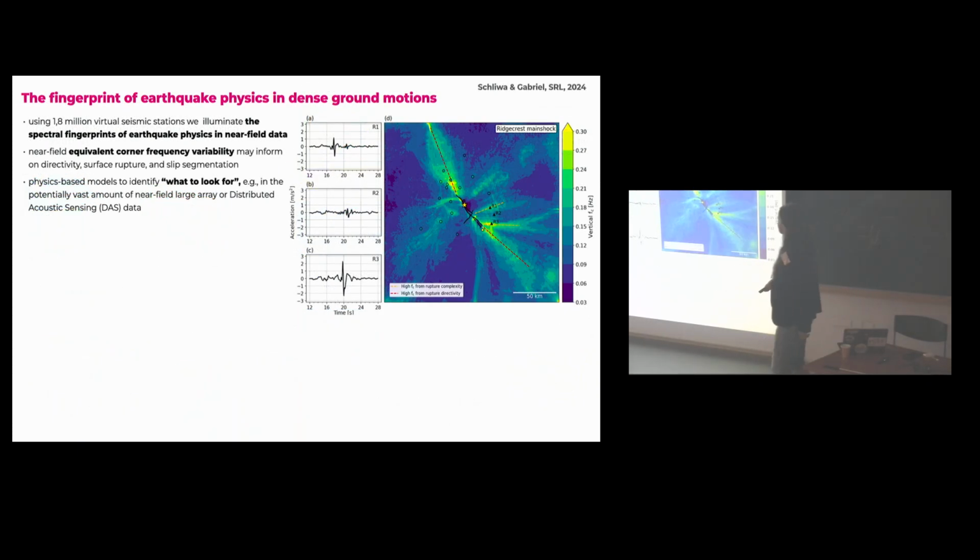Okay, so what can we do with the output of these models? Here's just one example, work by Nico Schlieber, where we're showing one of the advantages here is that we can generate incredibly dense synthetics. So for example, the map here is synthetics out of 1.8 million virtual seismic stations. And what you see is the corner frequency, so the near field corner frequency, as it would be measured by all of these stations around a dynamic rupture model of the Ridgecrest earthquakes.